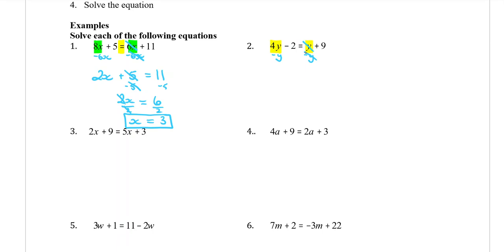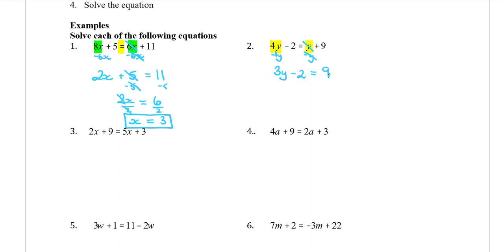Okay, now we write down what's left. 4y take away y. Remember there's a sneaky little 1 in front of here? That's 4 take away 1, which is 3y. I also have the minus 2, then my equal sign, and then the 9. Okay, now it's a two-step equation. Here's my y, these are my 2 steps.